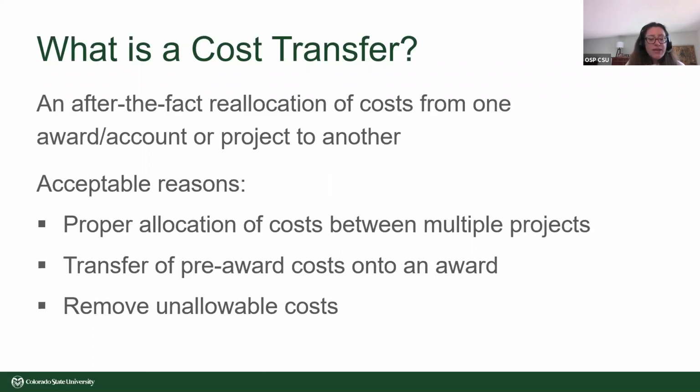It could be that a charge came through and it was actually not allowed by the sponsor or by the institution, but somehow ended up on the award. We need to now get that charge off of the account, so we would do that with a cost transfer. Okay. So those are acceptable reasons for a cost transfer. When are they problematic? They're problematic when, again, we try to do them to cover any kind of deficiencies or just because it's convenient.